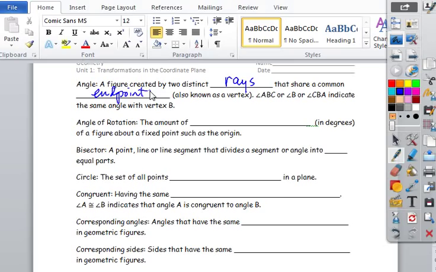What is the important point when we're talking about an angle? What's the most important point? The endpoint. The vertex. The vertex is the important one. All right. The one that's in the middle is the vertex. That's the important point. The others can switch and doesn't matter. And I'll talk about when you can use one letter and when you can use three letters here in a second. Angle of rotation, obviously, is the amount of rotation in degrees of a figure by a fixed point, such as the origin.